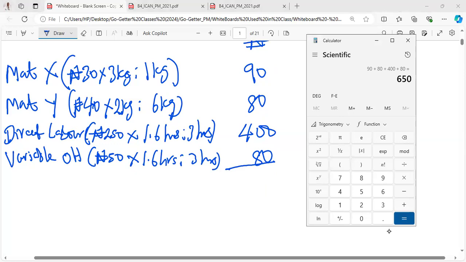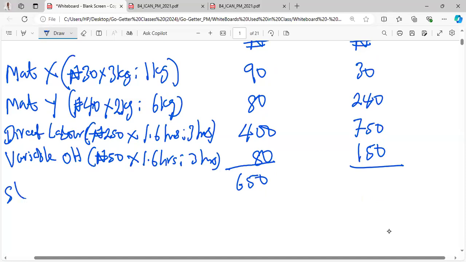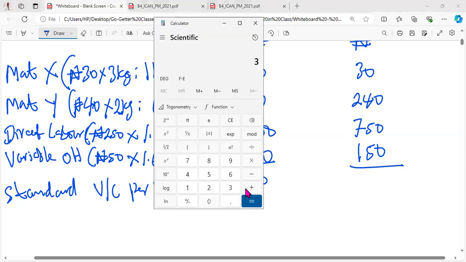This is 650. So this is standard variable cost per unit. 650 is here. Then this is 30 plus 240 plus 750 plus 150. You have 1,170. Then you now go down to the fixed costs.